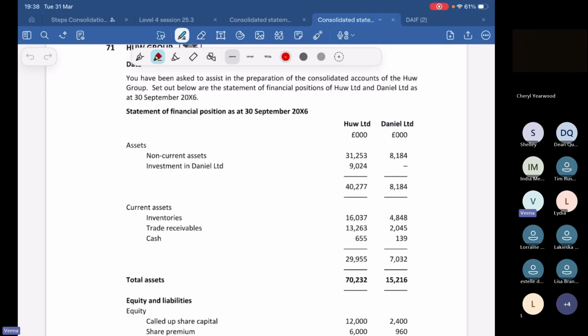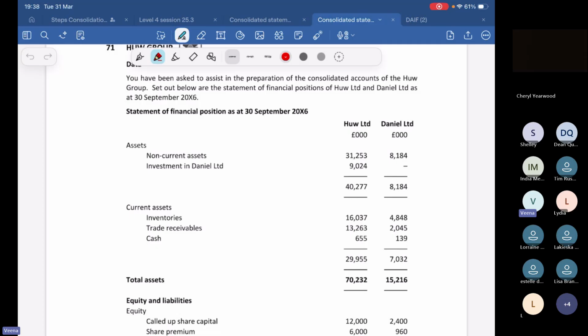So first of all, what is a consolidated statement of financial position? Basically, consolidation means coming together, merging two of them. Okay. So why do we do that? Because there are two companies. One company is in a stronger position. The other company wants to sell.